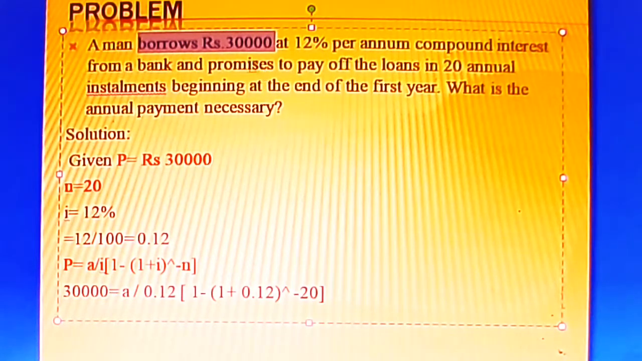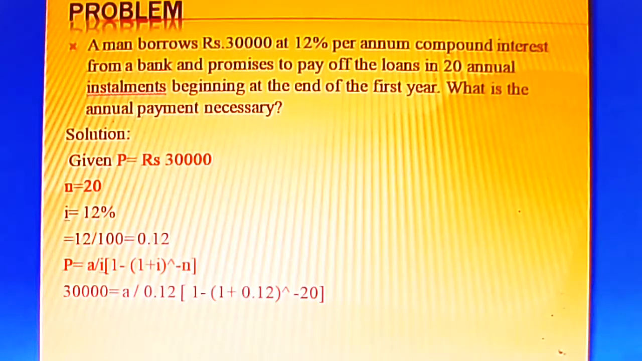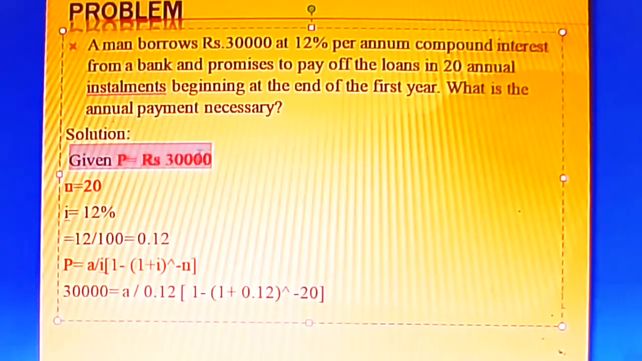At that point 0, just now I explained to you the concept, right? At point 0, if you are going to borrow 100 rupees, that 100 rupees will be your present value, right, friends? So here the present value is 30,000. So P is 30,000, N is 20, I is 12%, which is 0.12.